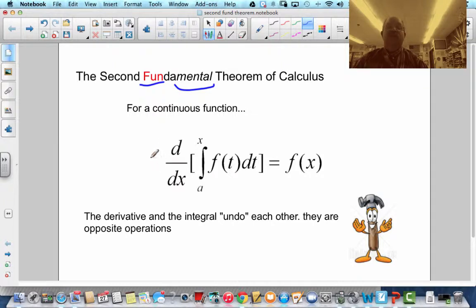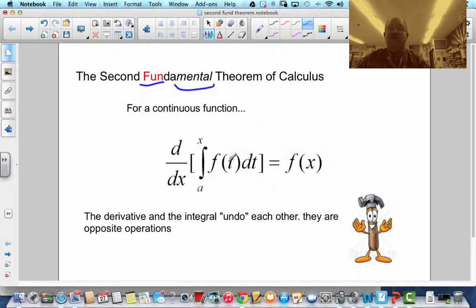But anyway, it is the second fundamental theorem of calculus. And it goes like this. For a continuous function, the derivative of the integral, also known as the antiderivative, of some function is the original function itself. So think about it. The derivative of the antiderivative of a function gives us the function back.